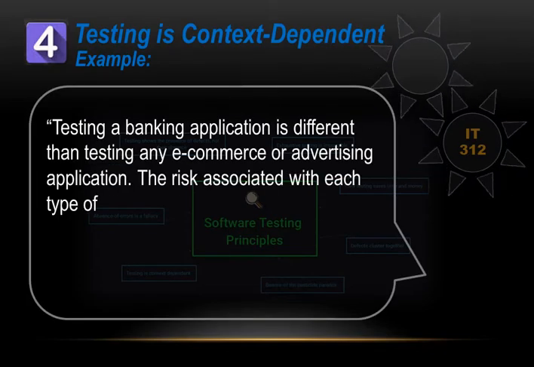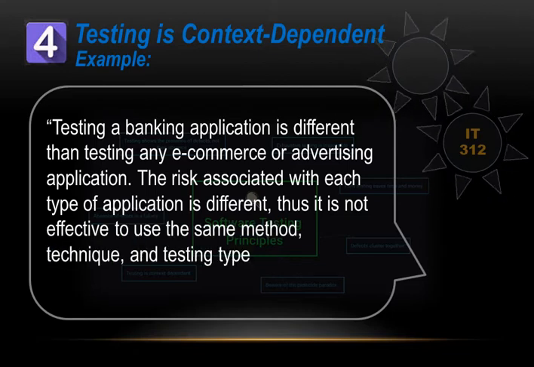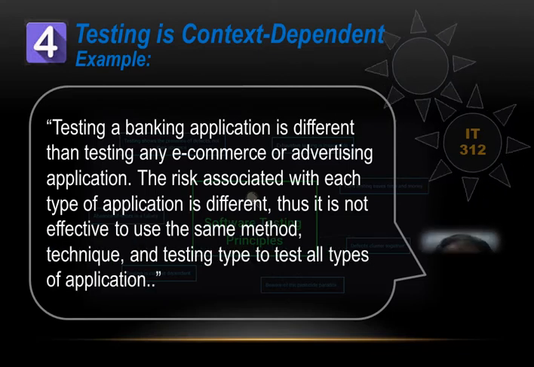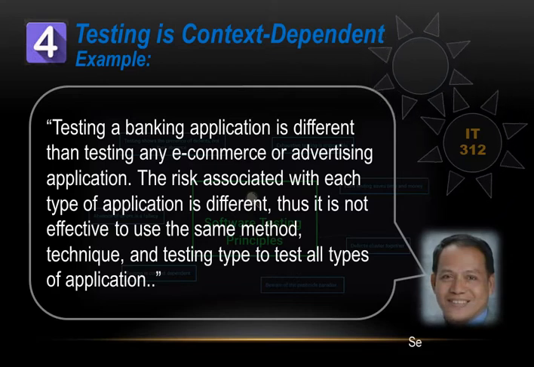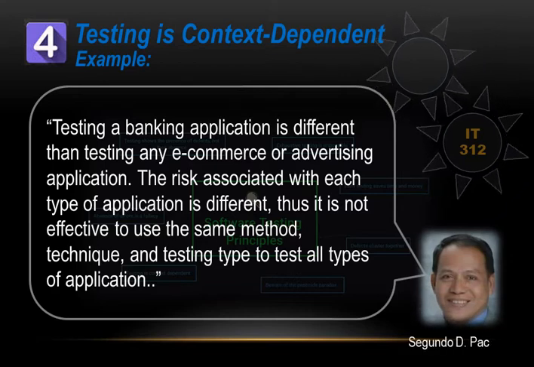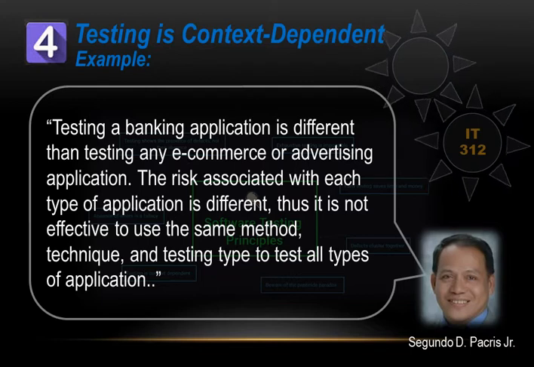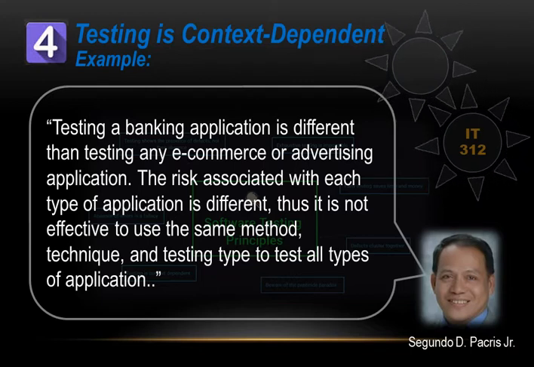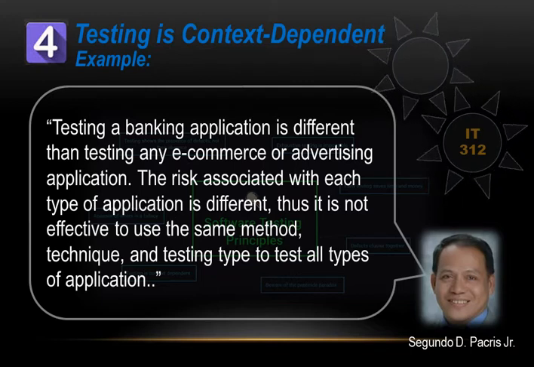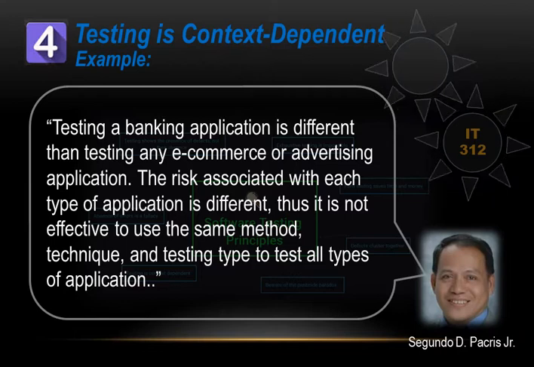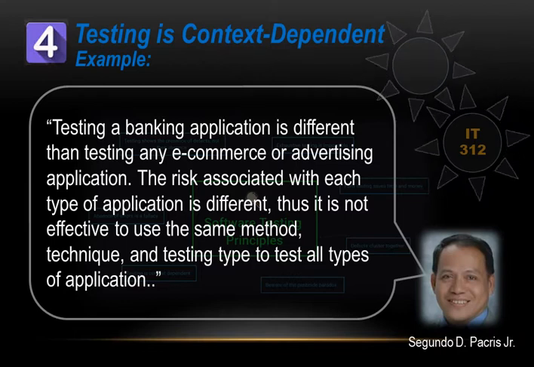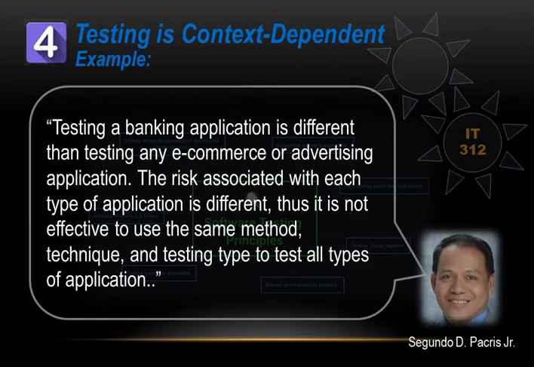For the number 4 example, testing a banking application is different from testing any e-commerce or advertising application. The risk associated with each type of application is different. Thus, it is not effective to use the same method, technique, and testing type to test all types of applications.